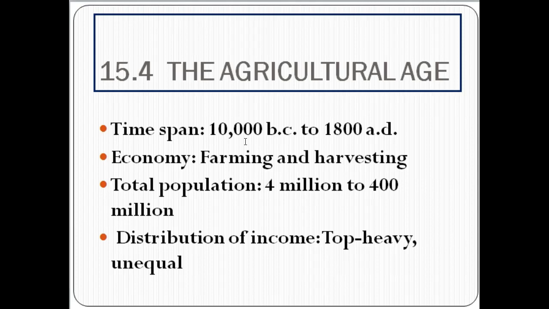The agricultural age went from 10,000 BC to right around the block, 1800 AD. The economy was farming and harvesting. The population went from 4 million to 100 million. The distribution of income during this period was very top-heavy and unequal. The biggest reason for that was slavery, where you had a large group that were not getting paid anything, and that allowed certain individuals to control larger portions of the money.